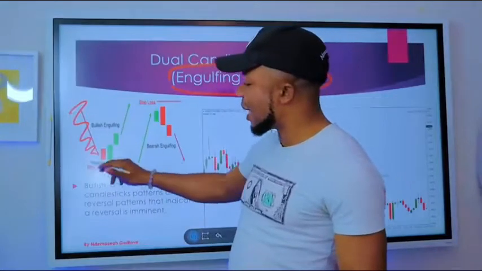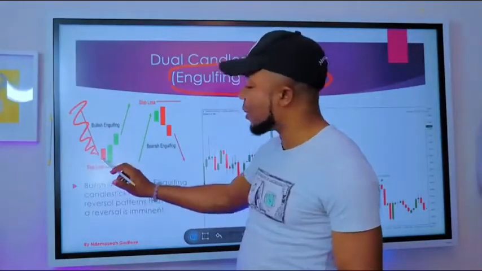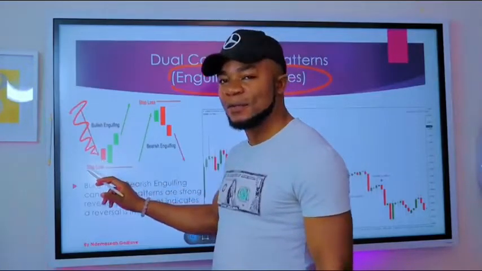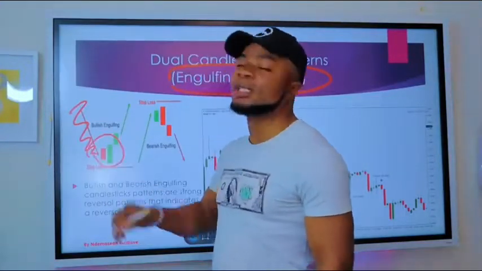And you can see here the market was dropping, and at this particular level, the next candle that came out, which was a bullish candle, completely engulfs this one. So this pattern is called a bullish engulfing candle.